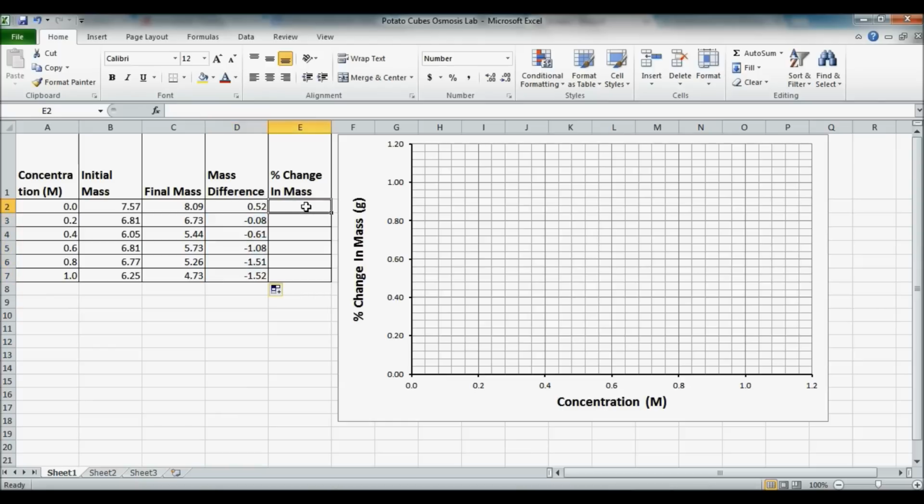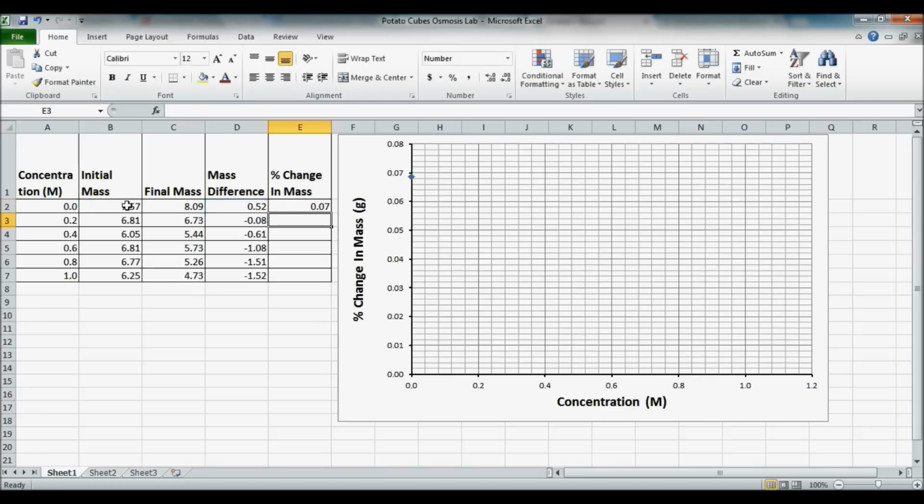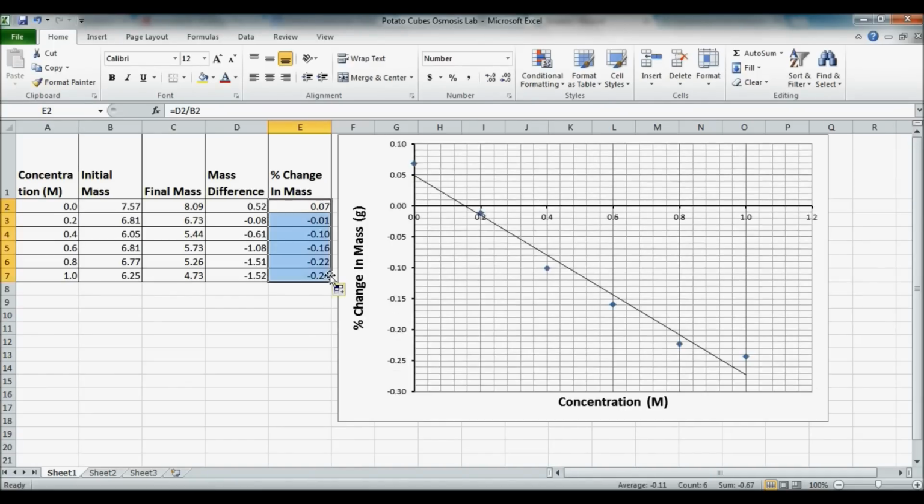The formula for the percent change in mass is simply final mass minus initial mass, which is the mass difference, divided by initial mass. So I will just divide this value by the initial mass. To do this, I will put the equal sign first. I have my mass difference value divided by the initial mass, and when I click enter, this is my percent change in mass. Again, I'm not going to do the same thing for each of the cells. I will just copy this, and Excel will apply the same formula for each cell.